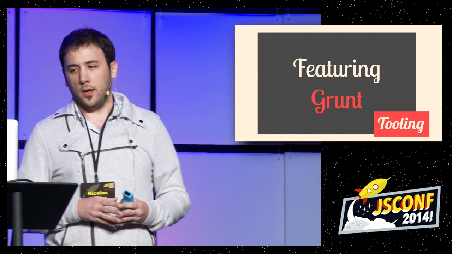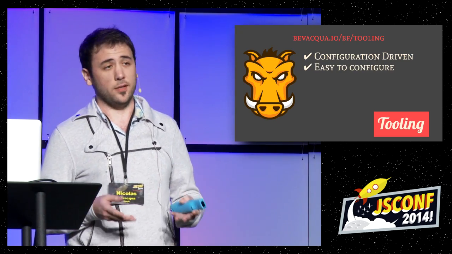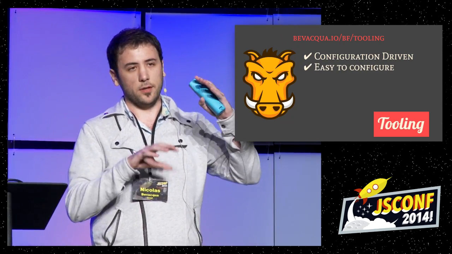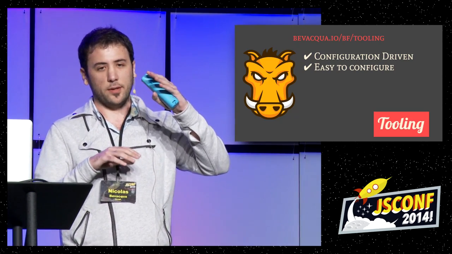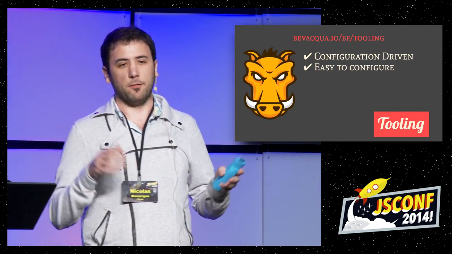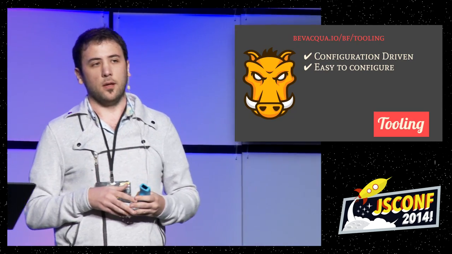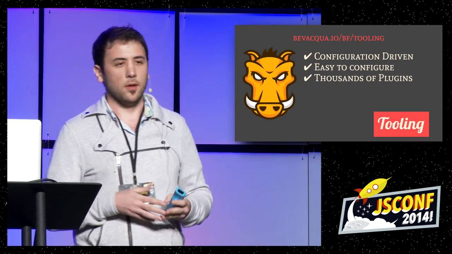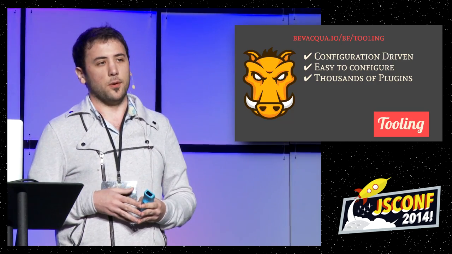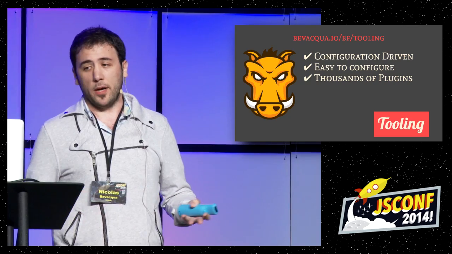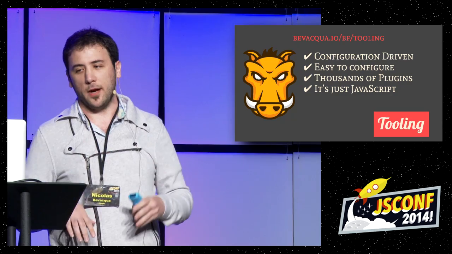So Grunt. Grunt is a configuration-driven build tool. It's easy to configure. You just write a big JSON object. Actually, it's not JSON. You just write a big object with maybe a couple of functions or options or whatever, and you configure the different tasks, which are made into plugins. And there's a whole bunch of plugins. There's like thousands of those. So you can also write your own tasks. Because it's just JavaScript. You write the function, and that's a task.